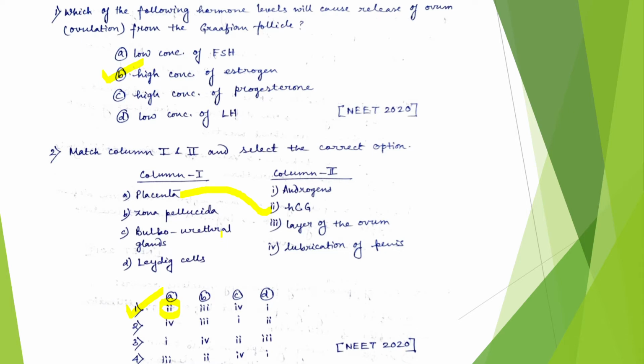Let's solve the other matching pairs also. Zona pellucida is a layer of the ovum, so option B will match up with option 3. See here, option B with option 3. Then the bulbourethral gland: the secretion of the bulbourethral gland helps in lubrication of the penis, so option C with option 4. Then Leydig cells: from Leydig cells testosterone, an androgen, is secreted, so option D will be with option 1. See here, D is with 1. So from here you can definitely say that option 1 is correct.